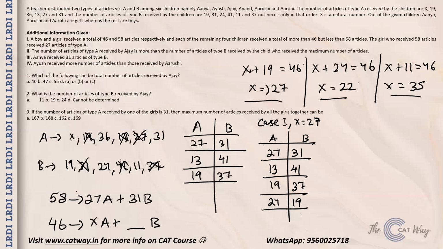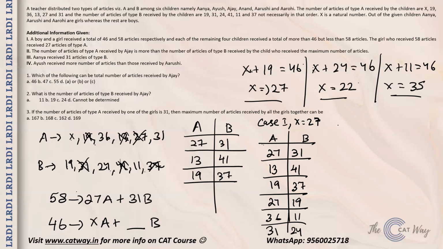Now 36 and 24 cannot go together. So the only possibility is that 36 and 11 go together, and 31 and 24 go together. So this is case one that we have.